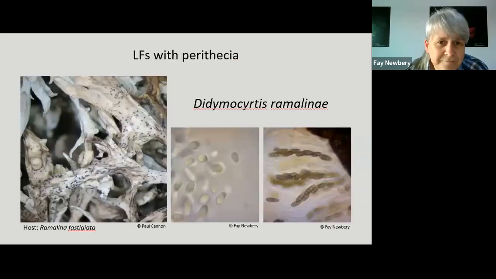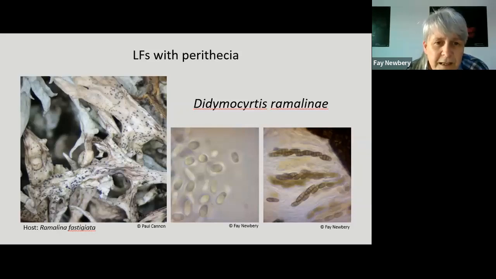Fun, but challenging. So let's have a quick look at another perithecium-producing lichenicolous fungus, just to show that they don't all cause galls. So on the left, you've got a photo of a very sick piece of Ramalina fastigiata. Up in the top left corner, there's a healthier piece looking sort of grey-green, but some of the host there is totally bleached, very, very harmed by this perithecia-producing ascomycete. This is Didymocyrtis ramalinae, so it's related to that red-causing Didymocyrtis on the Xanthoria that we saw earlier.